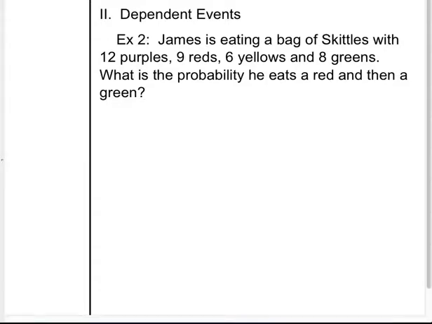Dependent events. Remember, this is one where the second probability changes because of what happened in the first event. So we're eating a bag of Skittles. We've got a bunch of different colors in there. What's the probability that he eats a red and then a green? For the probability that he eats a red, that's calculating the probability normally. We've got 9 reds out of a total of 35 Skittles in the bag. We see the word and, so we want to multiply our probabilities together.